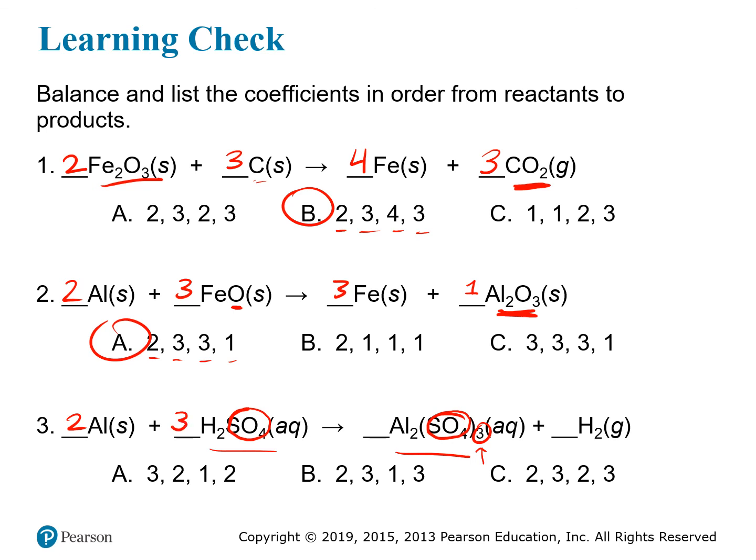That's going to leave me with 3 times 2 hydrogens, which is 6 hydrogens. On the right-hand side, I have pairs of hydrogens, right? Hydrogen gas molecules are pairs of hydrogen. So if I need 6, well, I'll need 3 of those. Okay? Then I can put my 1 in here since it's blank, and I get 2, 3, 1, 3, B.